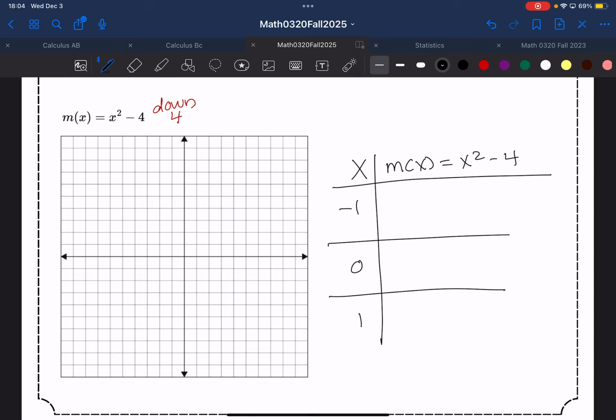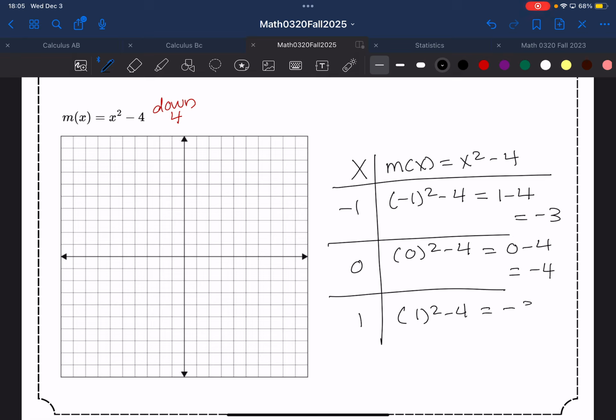Okay. So when I do this, I'm going to plug in -1 for x. So I have -1 squared minus 4, which is 1 minus 4, which is negative 3. Then I have 0 squared minus 4, which is 0 minus 4, which is negative 4. And then 1 squared minus 4 is going to give me negative 3 again.